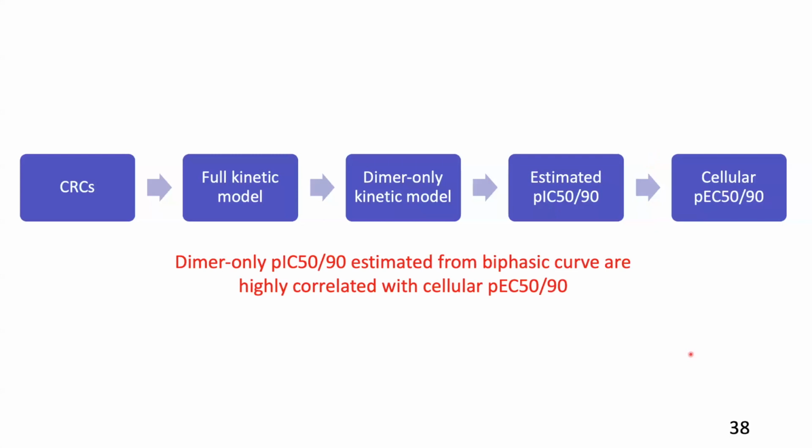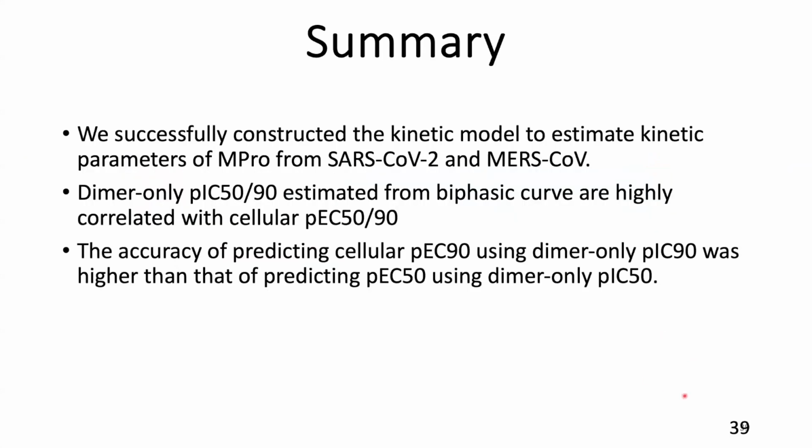So in summary, we were able to construct this kinetic model that was able to fit the data from both SARS-CoV-2 and MERS-CoV-2 Mpro, and we were able to estimate dimer-only PIC50s and PIC90s, and they're highly correlated with the cellular PEC50s and PEC90s. It's a statistically significant improvement, but maybe not so dramatic that the other approaches are useless.